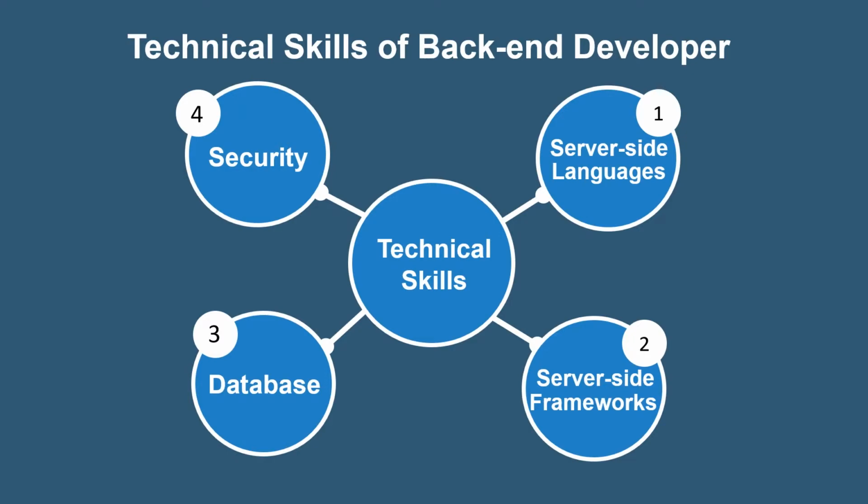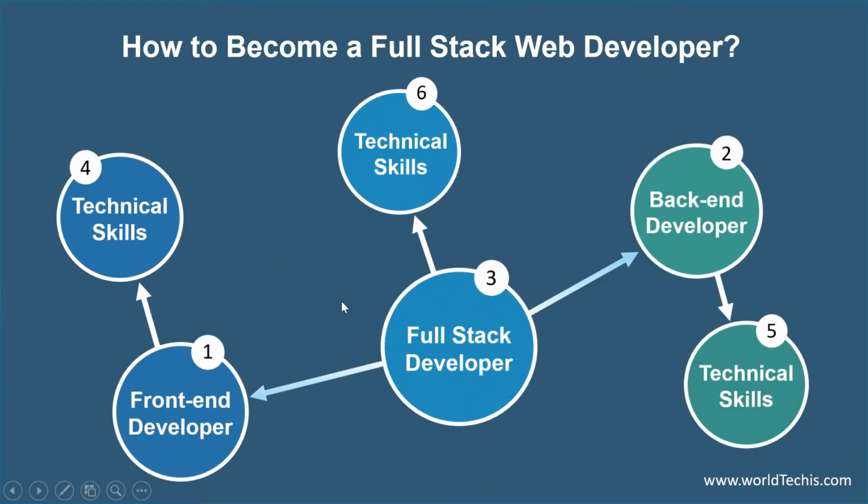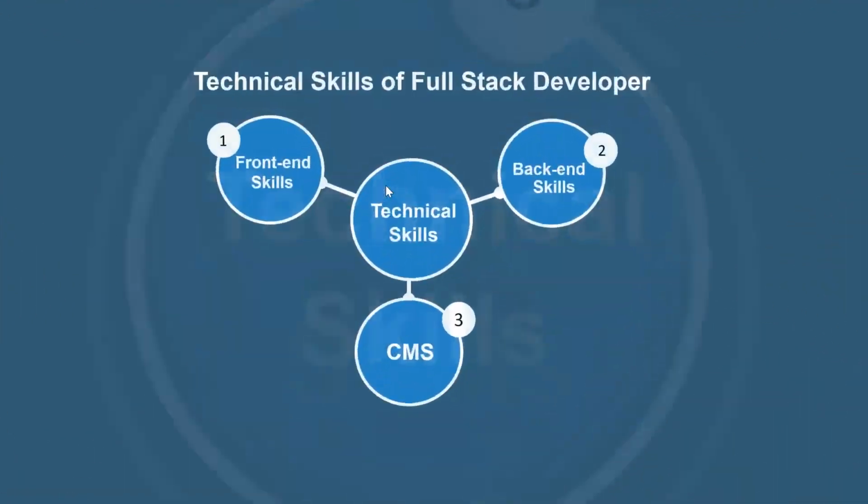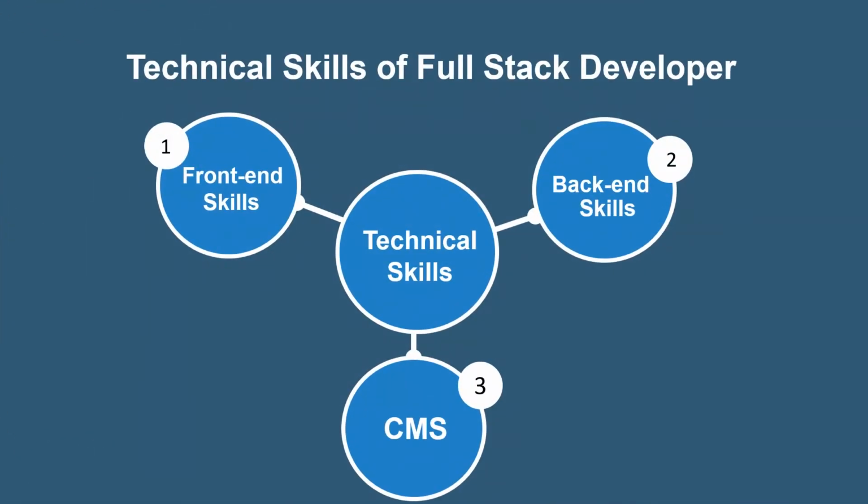So far we have discussed front-end and backend developers, so it's time to know about the skills of a full stack developer. Technical skills of a full stack developer. Skills for a full stack developer consist of front-end and back-end developer skills with some extra knowledge. The main challenge for a full stack developer is to handle client side and server side at the same time. They have to have all the knowledge that we have discussed earlier.